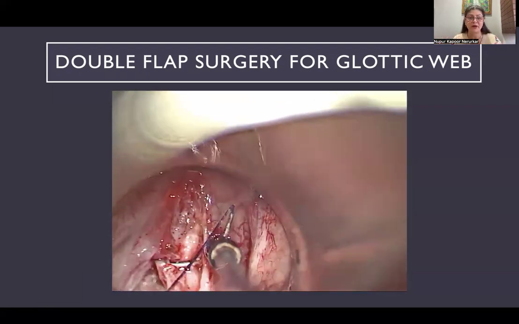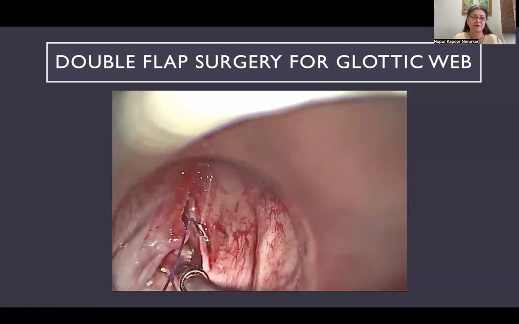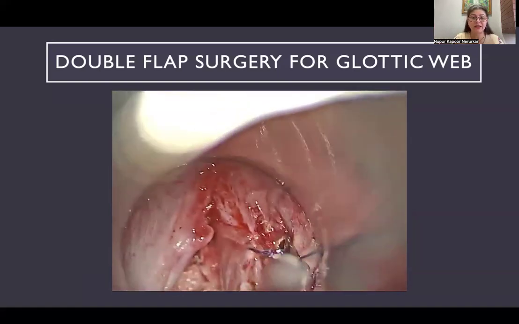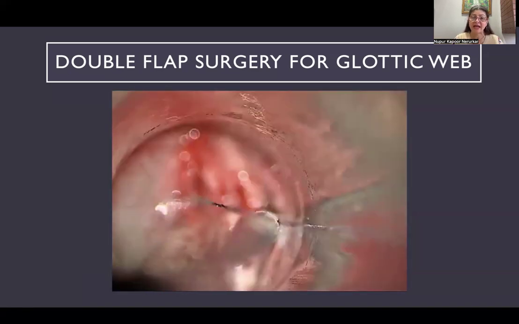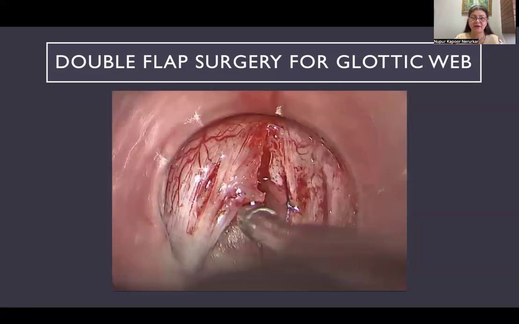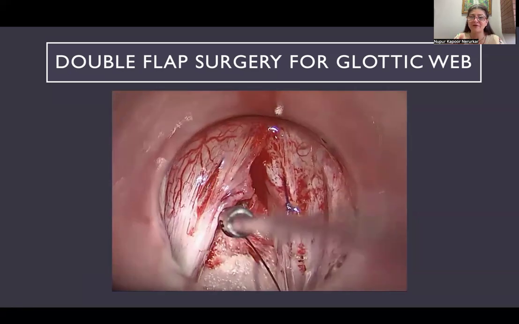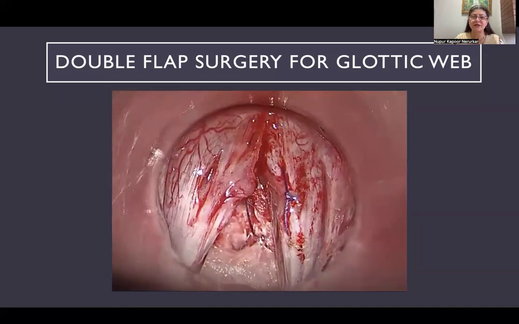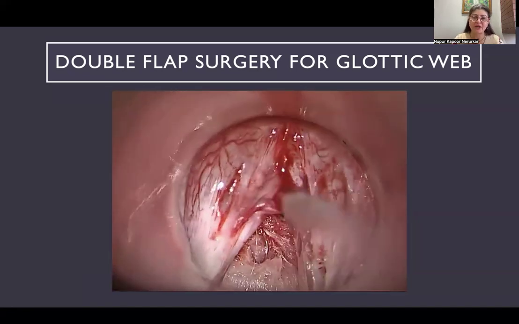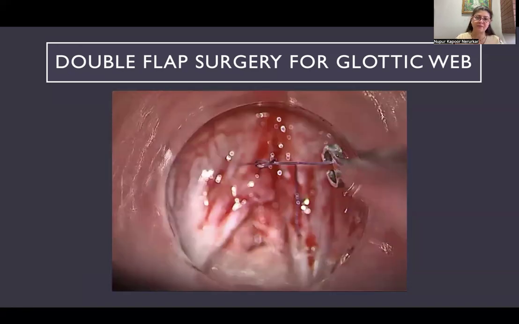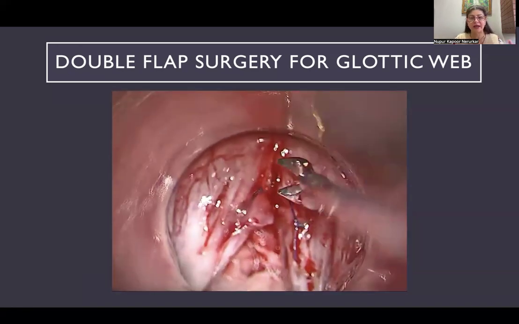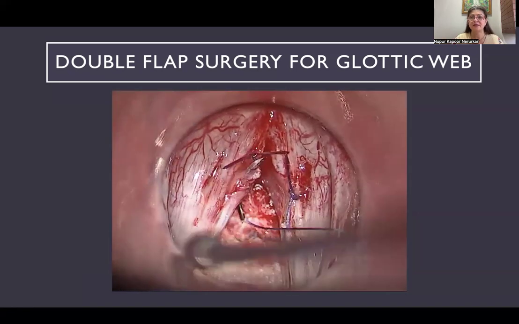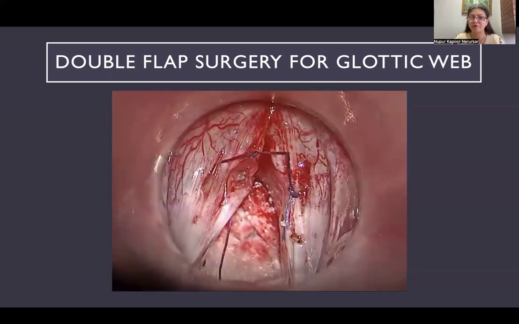You have one web on the right side attached to the infraglottic surface of the right vocal fold, which is being sutured to the supraglottic epithelium of the right vocal fold. And we also have the superior part of the web attached to the left vocal fold, which is now being sutured to the infraglottic epithelium of the left vocal fold. So this surgery is even better than the single flap surgery, because we are covering both the vocal folds with epithelial flaps, and therefore the chances of synechia formation again become obviously less.